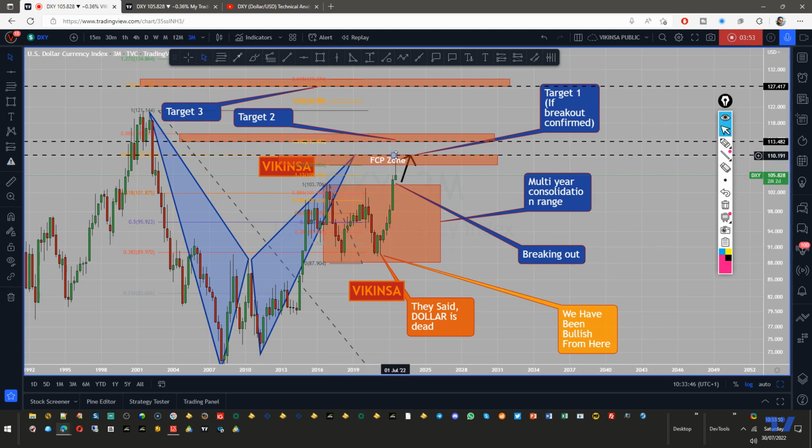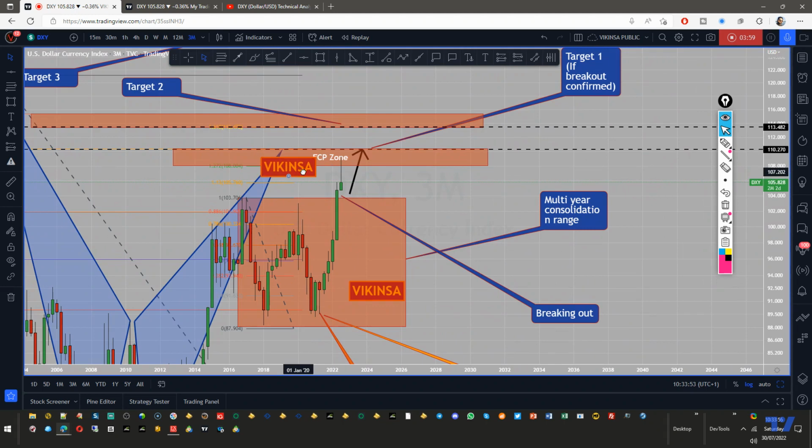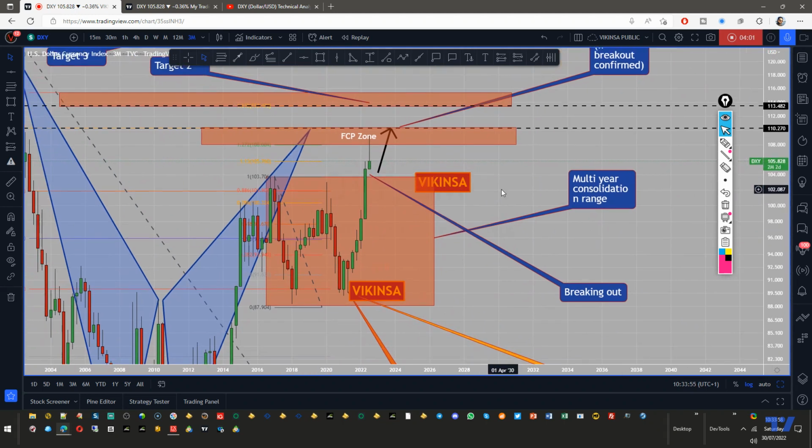Right, so the market came into this FCP zone, and now it started to come back down a little bit, because that is the initial reaction of the FCP zone. The students who have gone through the FCP training will understand what I mean by the initial reaction. The market has been coming back down here, and I'm looking at the 3 months time frame.